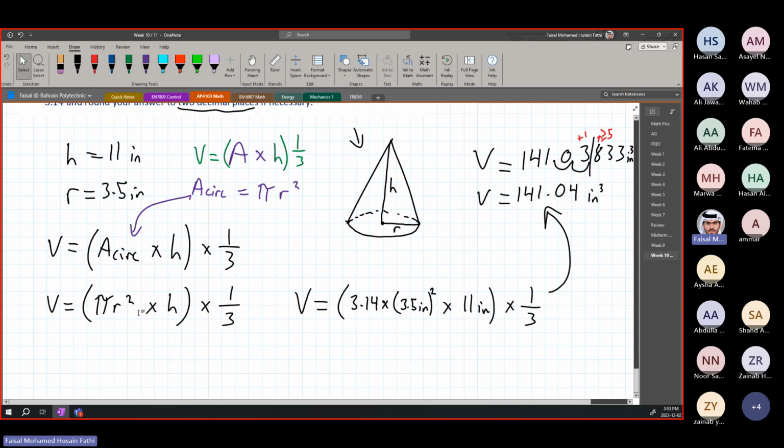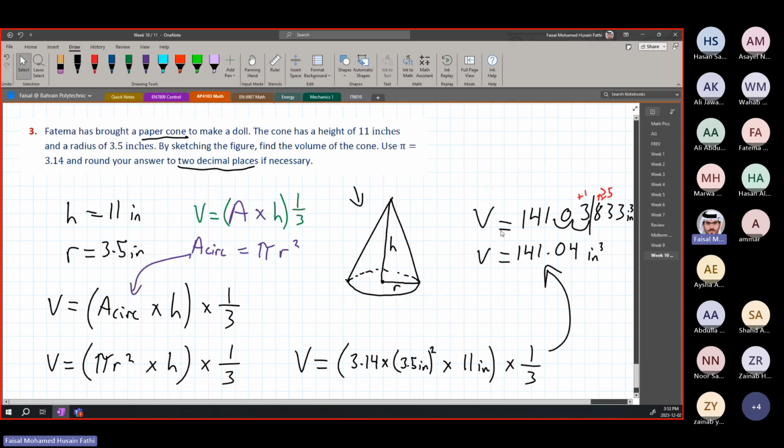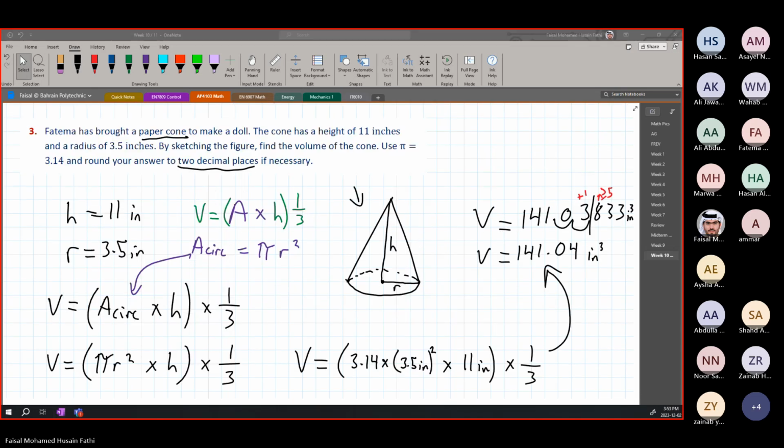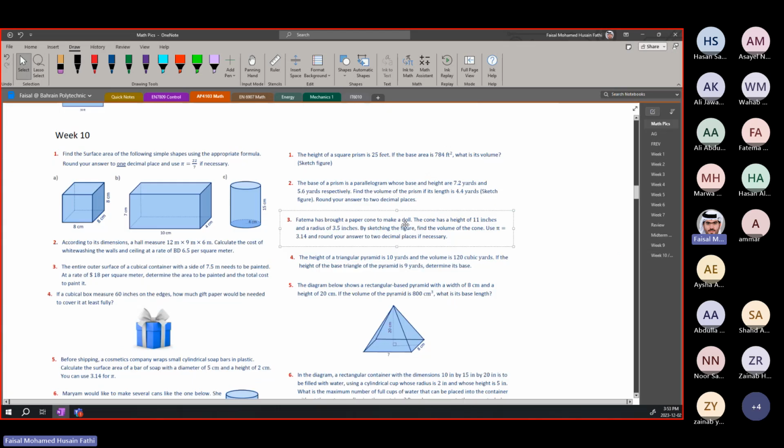Again, always follow this concept. Volume is the base shape area times the extended height. In the case of a cone or pyramids, you're going to just multiply by 1 over 3. That's it. Any more questions? Let's move on.